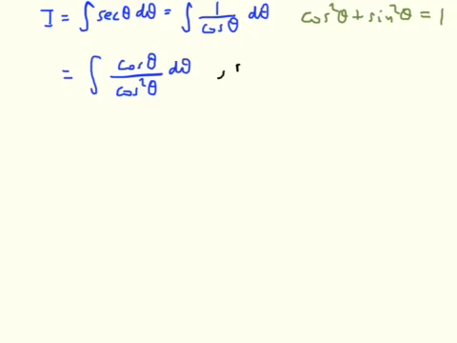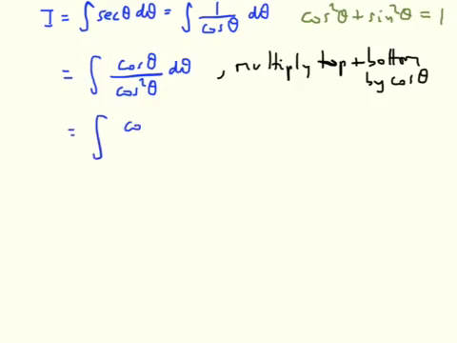So what we're doing is we multiply top and bottom by cos theta. And then we can use this identity to write this as the integral of cos of theta divided by 1 minus sine squared theta integrated with respect to theta.